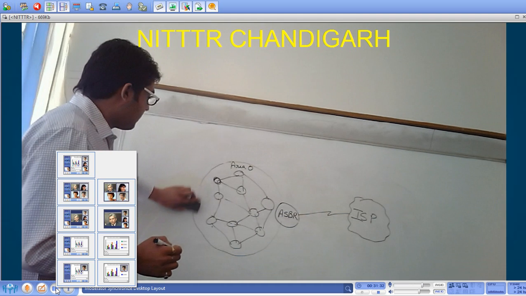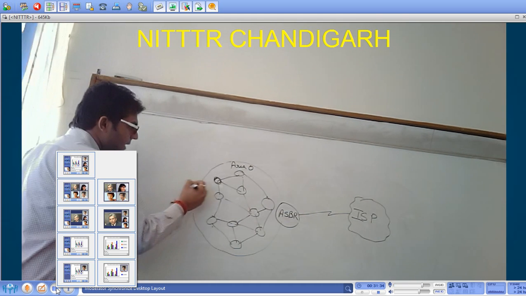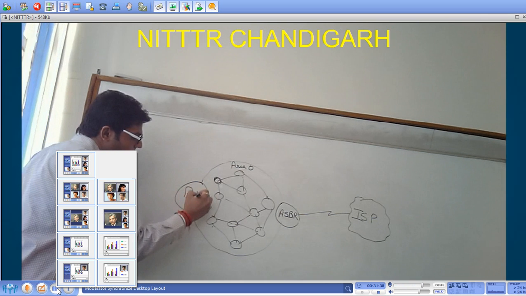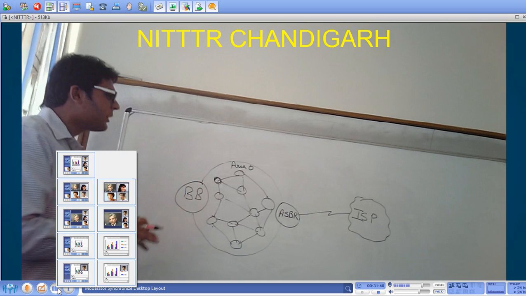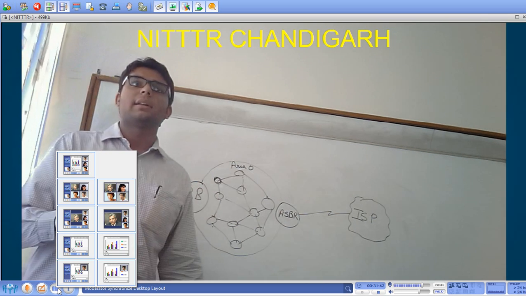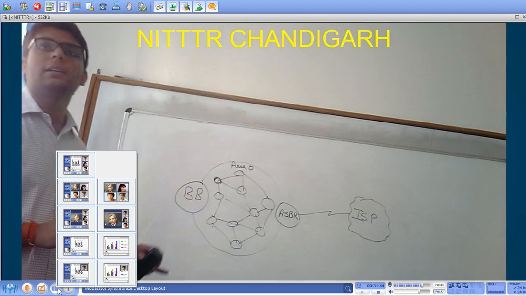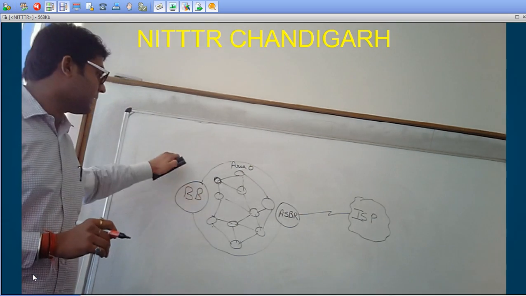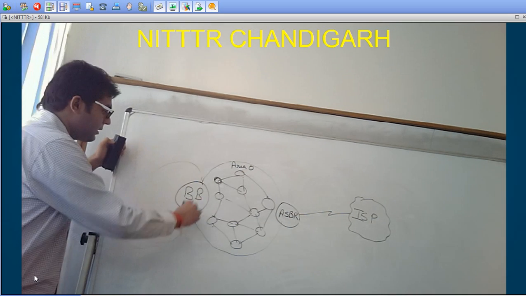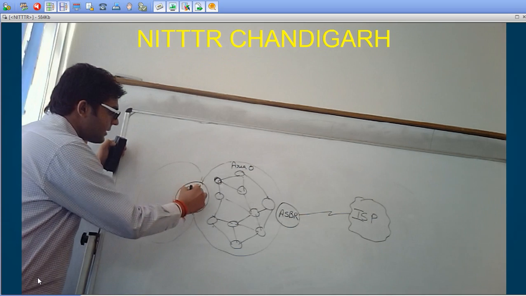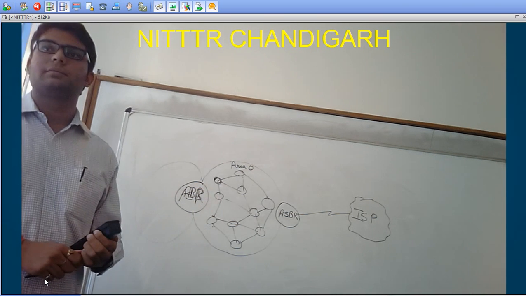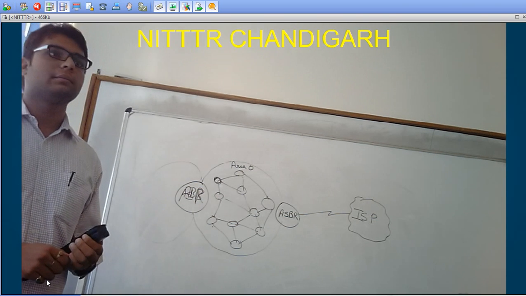Now there is the backbone router. Let's say I have one router here. This is your backbone router. This is almost similar to your ABR, but it is not connecting you to any other area. If I draw one area here, then we have to name it as ABR, area border router. Clear?